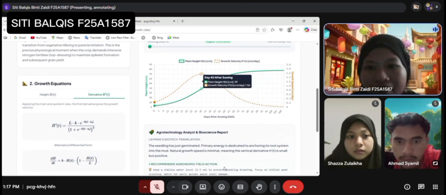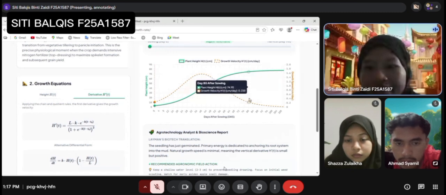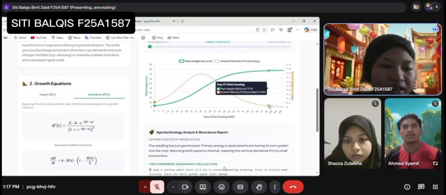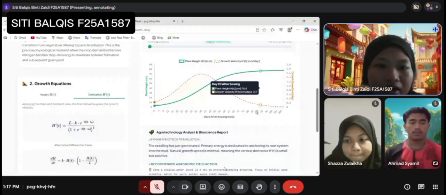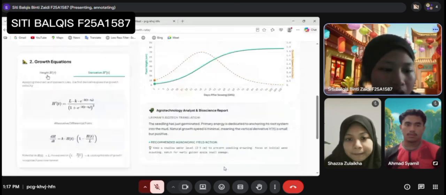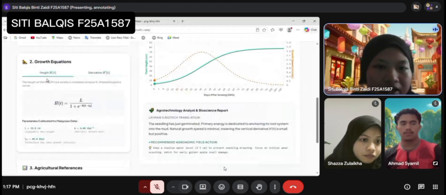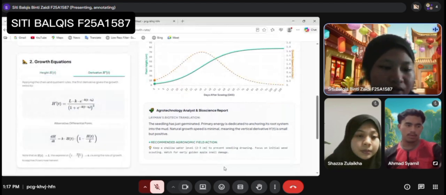From day 80 to 100, we can see the growth rate decreases as the rice plants approach maturity and grain formation. And we can see the height represents the height of the rice plant over time, and then the derivative represents the growth rate of the rice plants in centimeters per day.